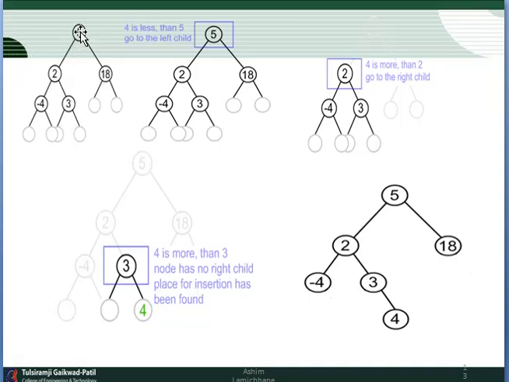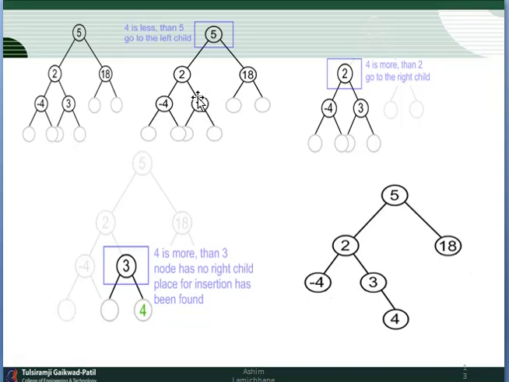First of all, it should be compared with the root node. It is less than the root node, as we know the root node is 5, so 4 is less than 5. Next, I am going to visit the left subtree. So it is compared with 2, because 2 is the root node of the left subtree. 4 is more than 2, so go to the right child of 2. There is one element present, that is 3.